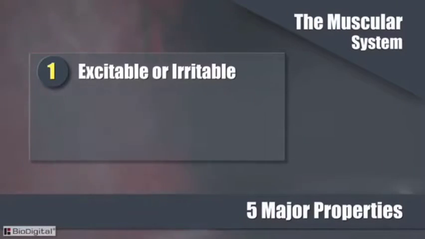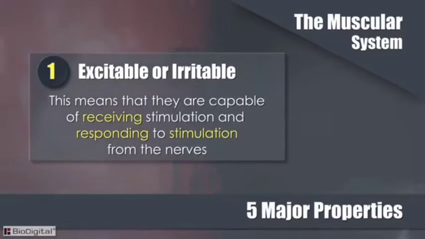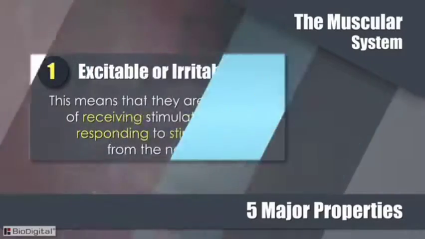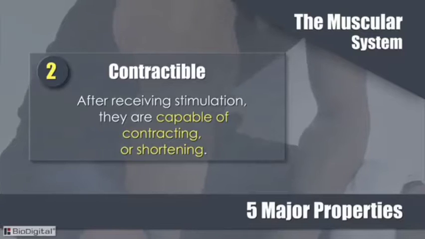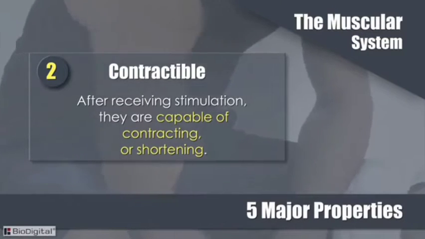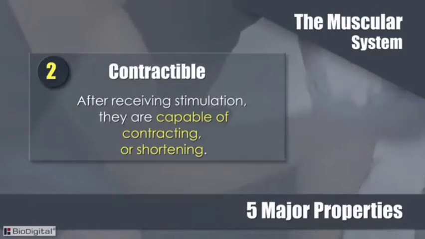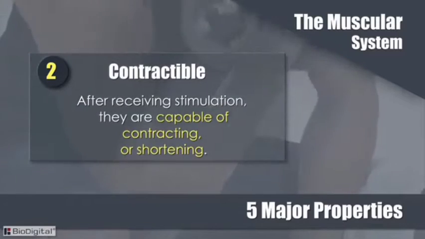There are 5 major properties of the muscular system. 1. Excitable or irritable. This means that they are capable of receiving stimulation and responding to stimulation from the nerves. 2. Contractible. After receiving stimulation, they are capable of contracting or shortening.